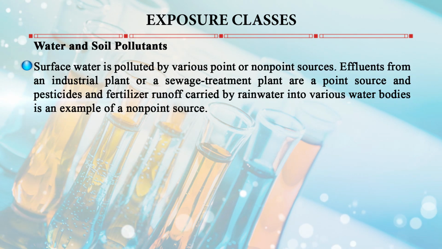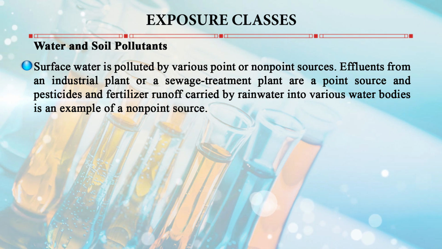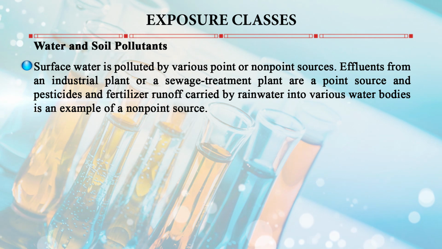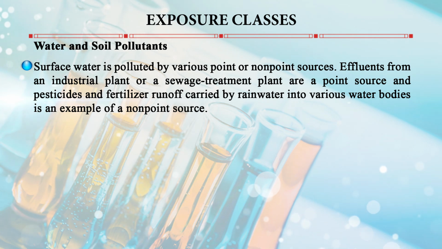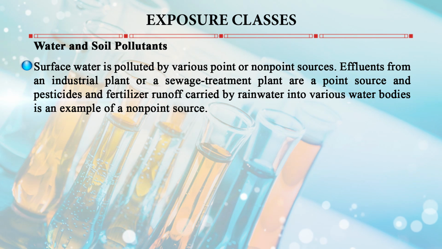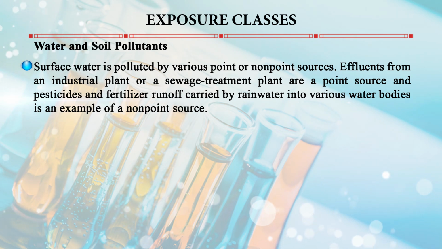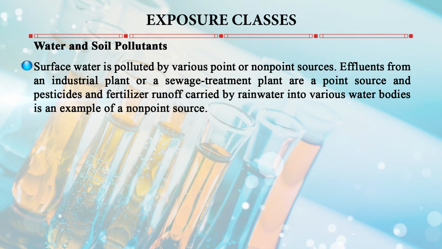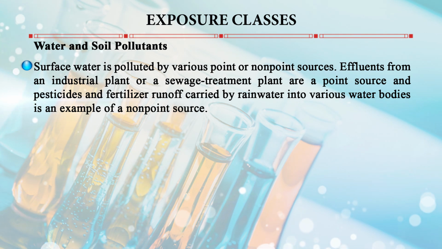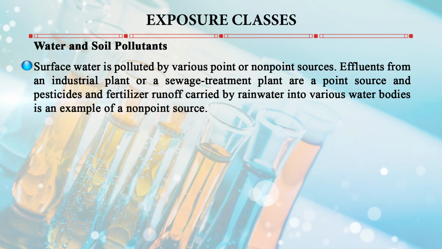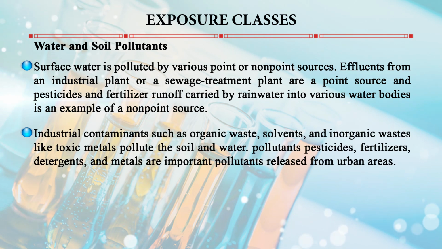Then water and soil pollutants: surface water pollution by various point or non-point sources. Some are effluents from industrial plants or sewage treatment plants. They are the point sources. Pesticides and fertilizer runoffs carried by rainwater into various water bodies are examples of non-point sources. Industrial contaminants like organic waste, solvents, and inorganic waste like toxic metallic pollutants are present in soil and water.